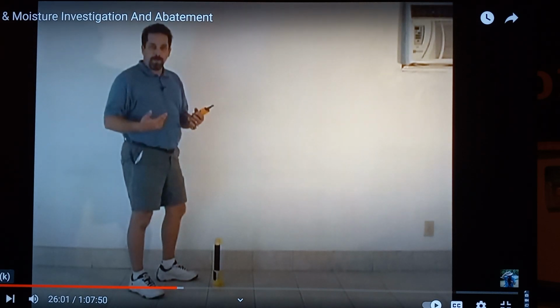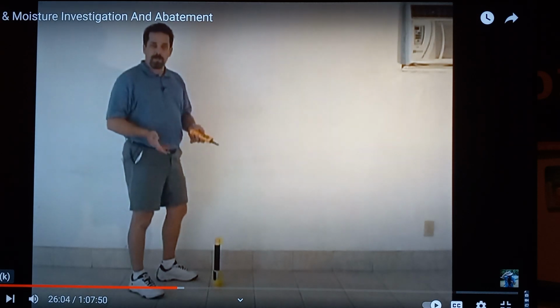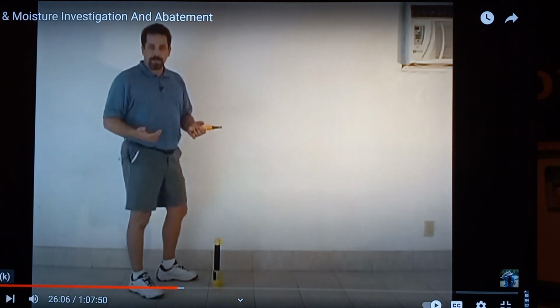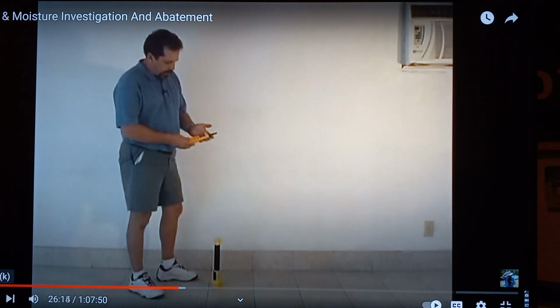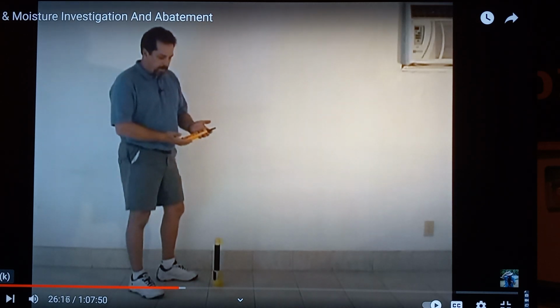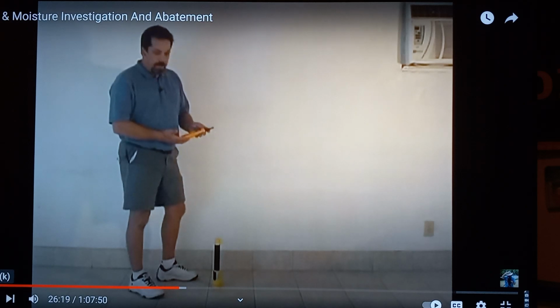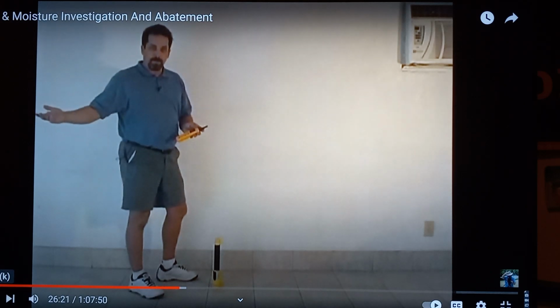We want to make sure that the indoor humidity levels are below 60%. Anything over 60% is at risk for water-related damage and mold growth. And we're going to use a little hygrometer to actually take a reading on that. And right now we're at 57.6, which is pretty good. And we're going to compare that to the outdoor levels.